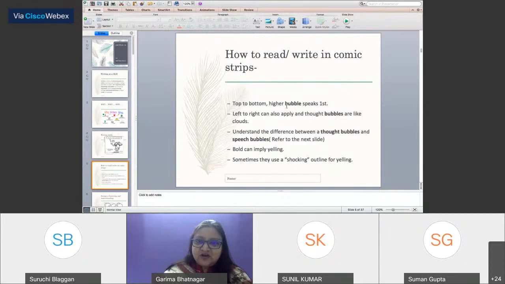If there are 2 bubbles in a comic strip, then the students must know that the higher bubble speaks first, and then left to right can also apply. Like the left one would speak first, and then the right one, the bubbles.